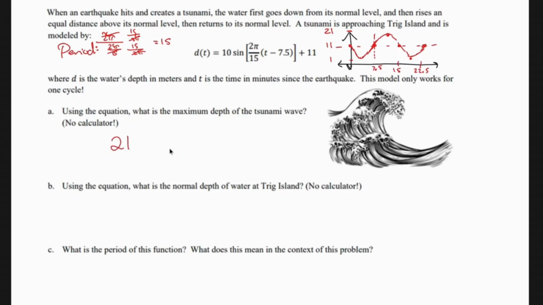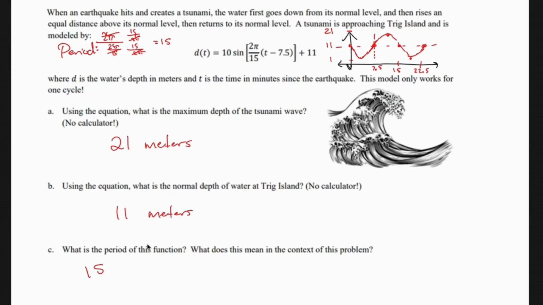Using the equation, what is the maximum depth of the tsunami wave? 21 meters. Using the equation, what is the normal depth of the water at Trig Island? Well, looks like it's 11 meters, because that would be the midline. What is the period of the function? Found it, 15.